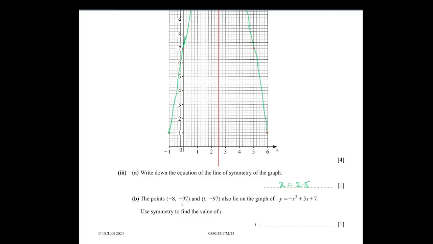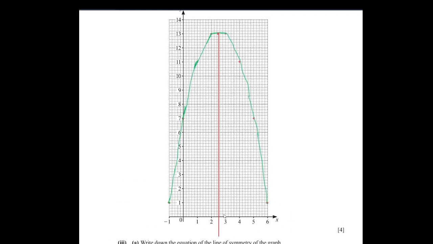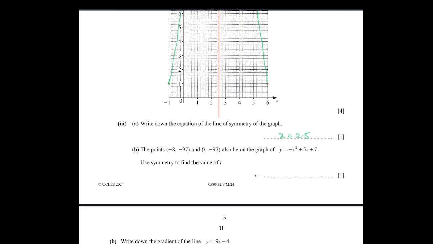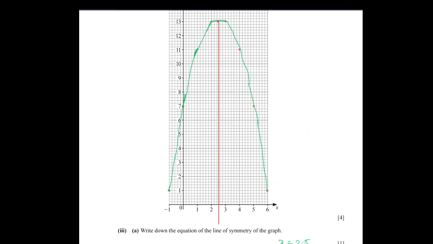The points -8, -97 and t, -97 also lie on the graph of y is equal to -x square plus 5x plus 7. Use symmetry to find the value of t. Okay, so these points are given to us. We need to find out the value of t, because the y coordinate is the same, only the x coordinate is changing. So you have to check the symmetry here.